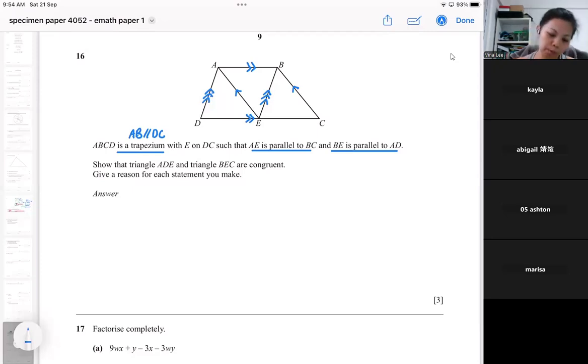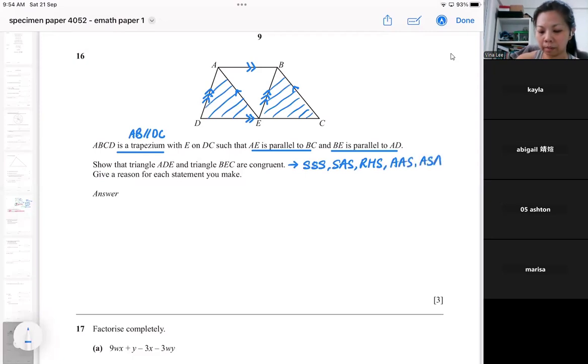Okay, and you are supposed to prove that these two triangles are congruent. So you mentally got to run through. Congruent means you need SSS, SAS, RHS, AAS, or ASA. So mentally, you need to run through. It must fit one of the tests.